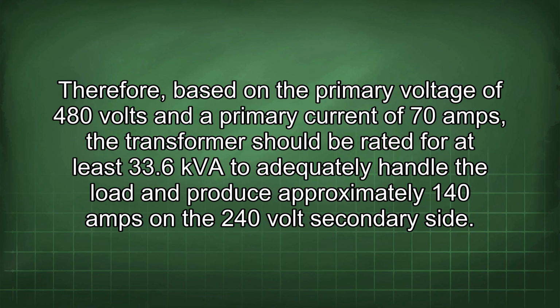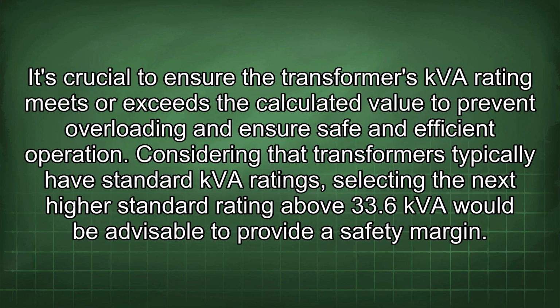Therefore, based on the primary voltage of 480 volts and a primary current of 70 amps, the transformer should be rated for at least 33.6 kVA to adequately handle the load and produce approximately 140 amps on the 240 volt secondary side. It's crucial to ensure the transformer's kVA rating meets or exceeds the calculated value to prevent overloading and ensure safe and efficient operation.